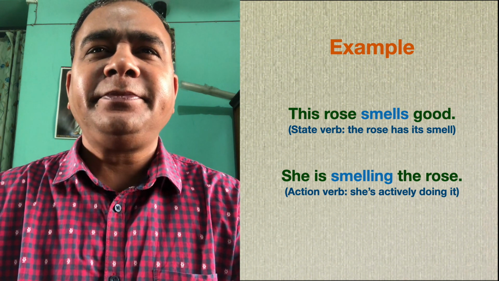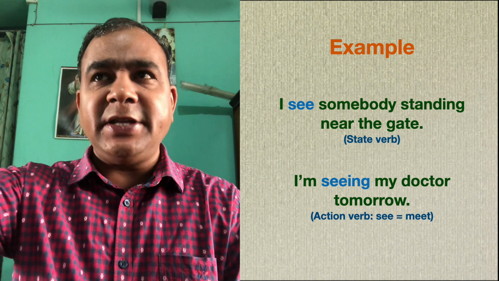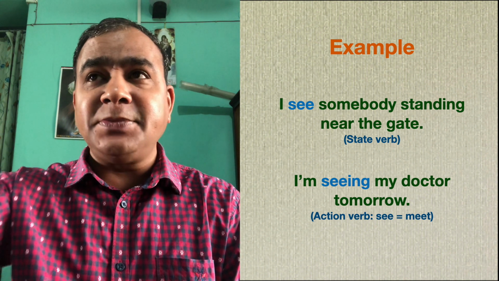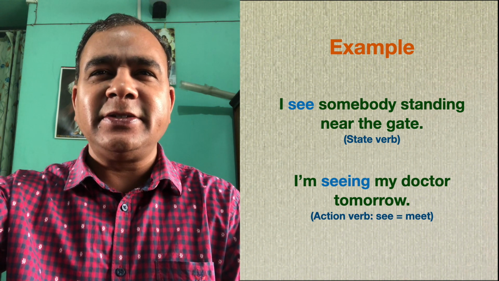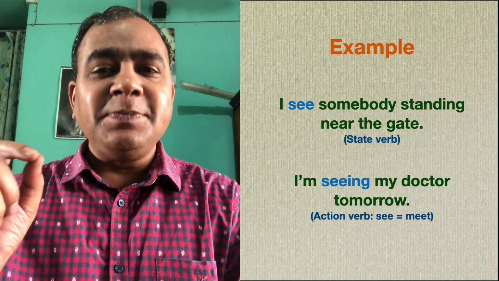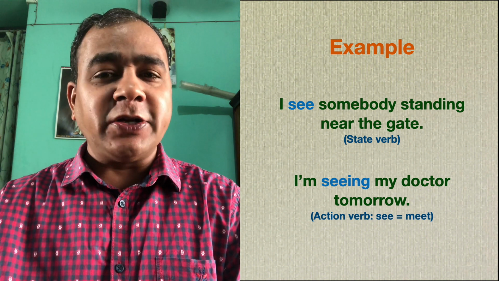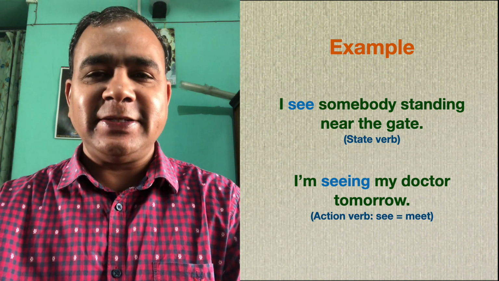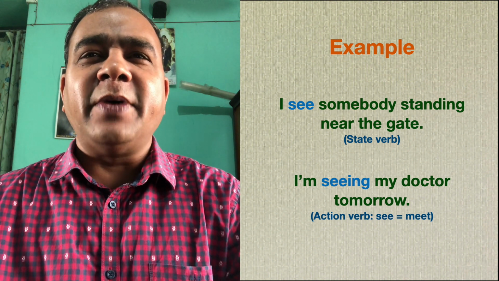Let us see. I see somebody standing near the gate. I see somebody standing. See. You cannot say, I am seeing somebody standing. No. I see somebody standing near the gate. Okay. The same see, I am seeing my doctor tomorrow. Here, in this context, I am seeing is to meet. I am meeting my doctor tomorrow. Okay. Let's see another one.